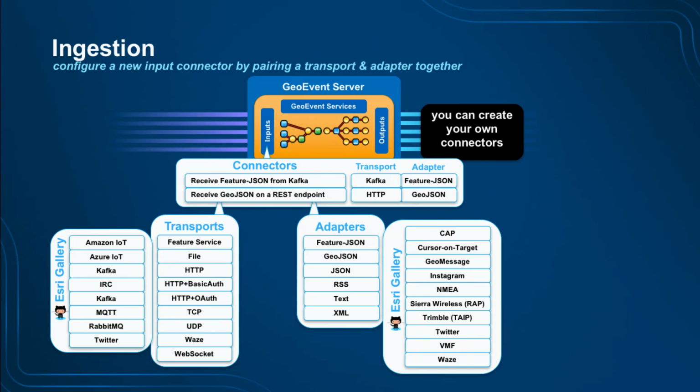For example, the receive feature JSON from Kafka connector is composed of a Kafka inbound transport and a feature JSON inbound adapter. And the receive GeoJSON on REST endpoint connector is composed of an HTTP inbound transport and a GeoJSON inbound adapter. It's important to note that you can create a new connector that isn't part of the core offering by combining the existing transports and adapters. You can do that on the GeoEvent Manager UI without writing any custom code.